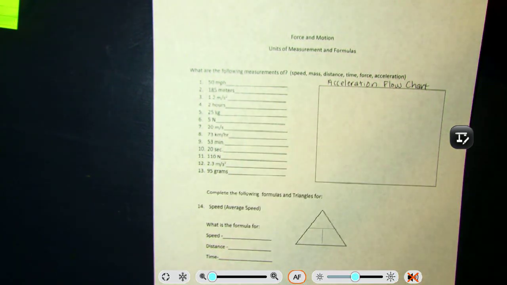In this box, you need to do the flow chart. I know I just had it on the video, and that's fine. You can copy it from there. Copying it, hopefully, will help you remember. All right, down here, you are going to complete the formulas.